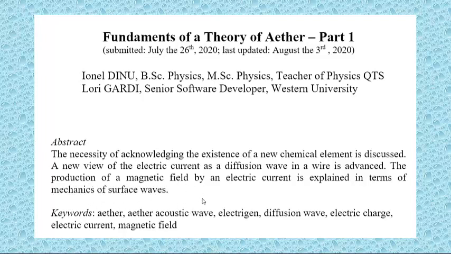I'm going to show you what a surface wave is, and then I'm going to lead you into the development of this model. Now you'll notice that I am also named on this paper, and this is because I helped Ionel bring his model to life with computer software, which you have already seen in a couple of my other videos. And so now I'm going to explain what the model is and what it represents.